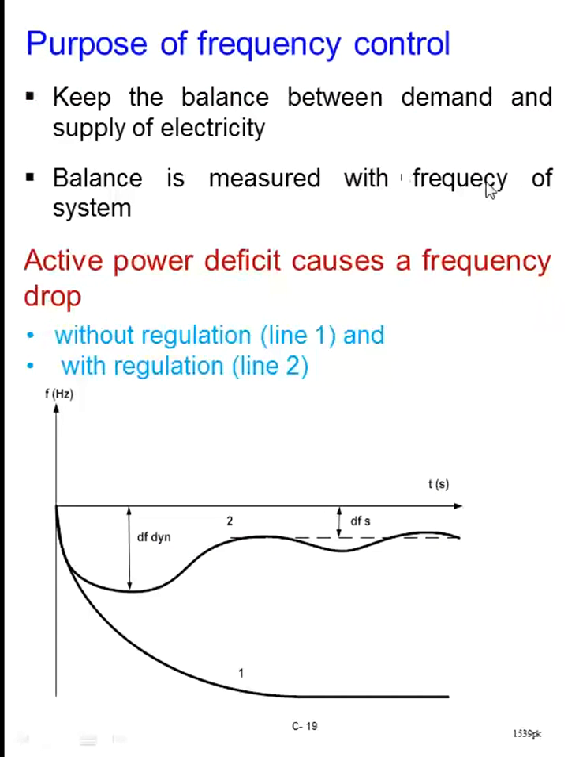So now active power difference, in fact deficit you can say, because that means you have more demand and less generation. So if I say active power deficit will cause a frequency drop. As you can see here, there are two plots. So this is the decay in the frequency here. And we have two plots here. First plot is without regulation. And second plot is with regulation.